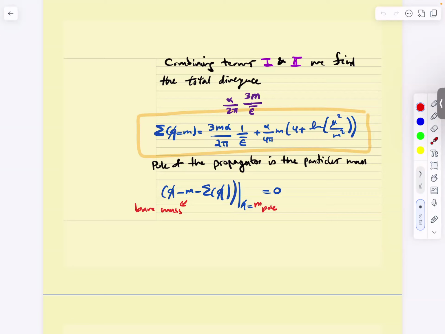Now, this I calculated up to 1 loop. Good? So this is what the calculation is. And it gives me q slash minus m minus sigma of q slash. All right, so this is the problem. What's the renormalized mass? It's the pole of this thing. That pole better be m. So at q slash equal to m, this thing will be 0.